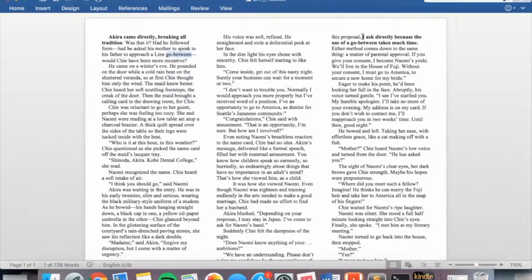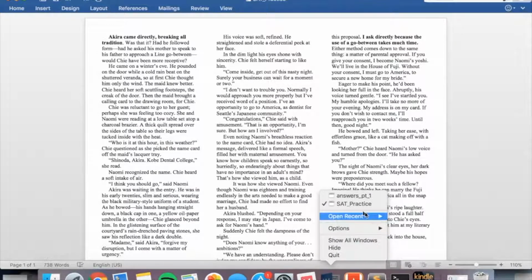Let's use line 65 now and see if that matches up. He says, "I ask directly because the use of a go-between takes much time." So again, he's asking directly rather than using a go-between. So we see that these two things really are in opposition. So my theory is that coming directly, or directly, means kind of not having a go-between or something like that.